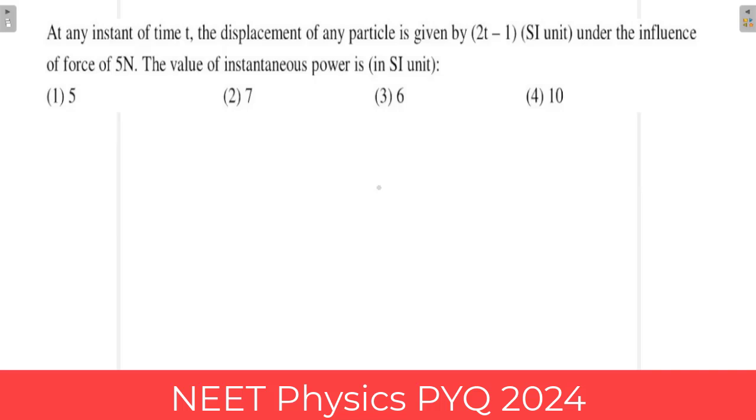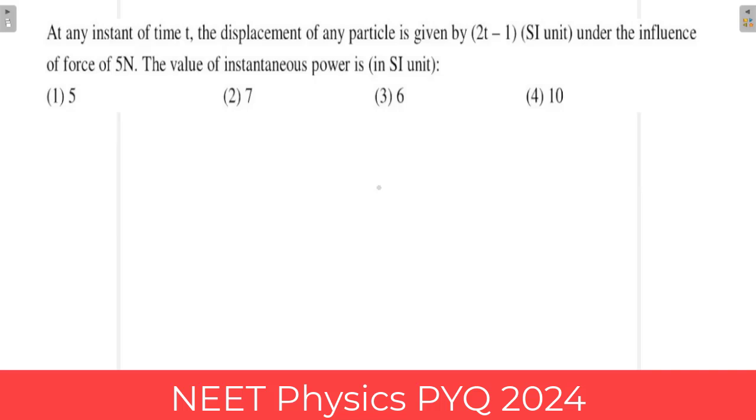At any instant of time t, the displacement of any particle is given by 2t minus 1 in SI unit under the influence of force of 5 Newton. The value of instantaneous power is.